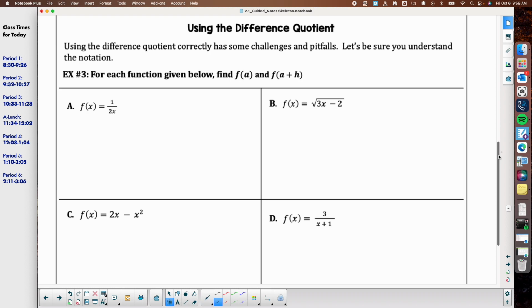Let's do the first one together, and then I want you guys to see if you can find the other three answers. This is by far the portion that all of my calc students have trouble with. I'm not sure why, but I think it's just because it's been so long, you just don't use it enough. So we've got f of x equals 1 over 2x. Then it says find f of a.